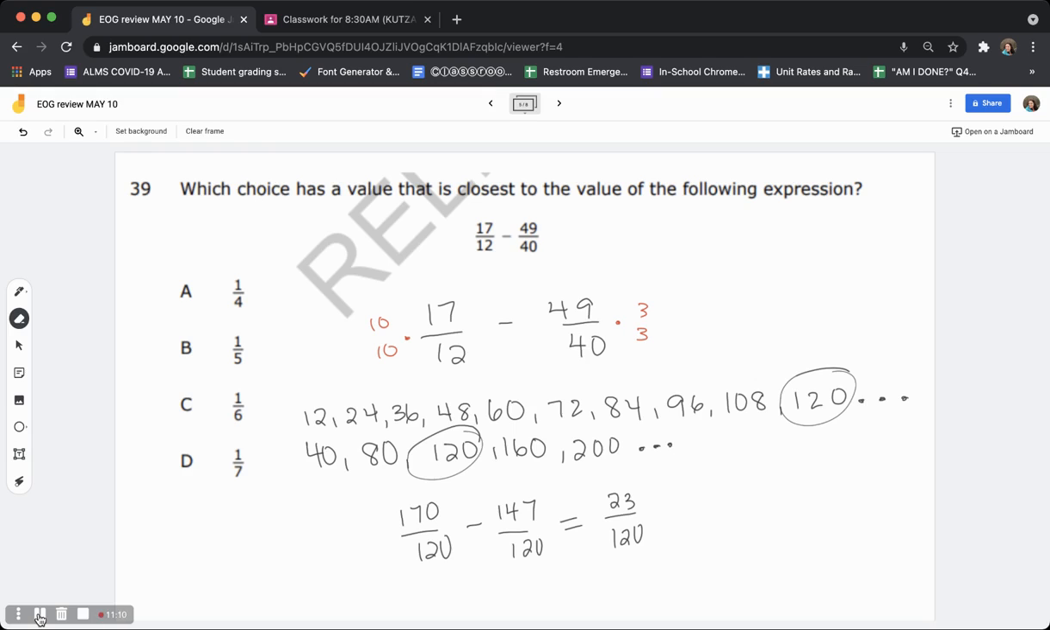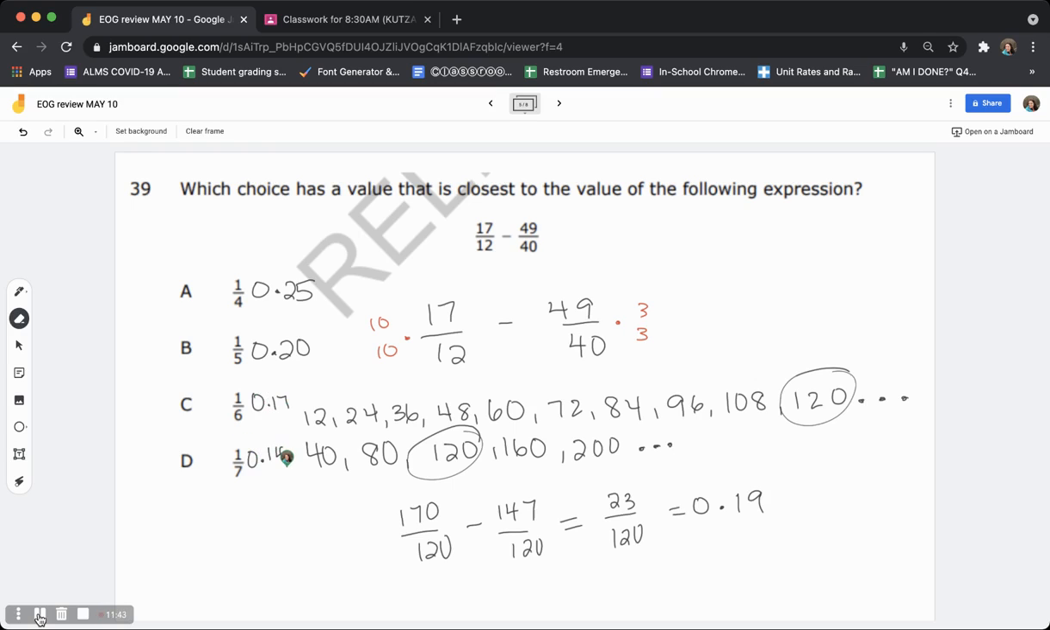To change to a decimal, you're simply going to divide. So 23 divided by 120 would give us 0.1916. I'm just going to round this to 0.19. Now we should already know our decimal for 1/4, and that would be 0.25. Our decimal for 1/5 would be 0.20. Our decimal for 1/6, so do 1 divided by 6 on the calculator, and you would get 0.17. And our decimal for 1/7 would be 0.14.